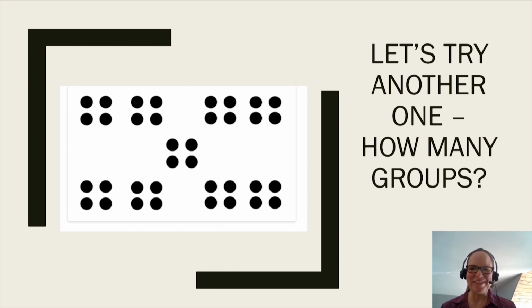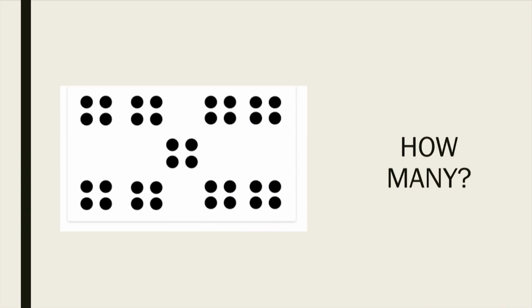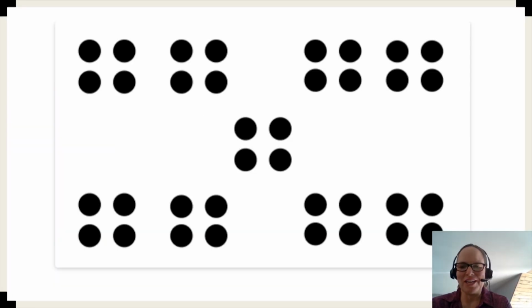This one's a little trickier. How many groups and how many dots all together? Do you need to see it one more time? That one's kind of a tricky one. Let's look at it again. All right, you could have looked at this one a little bit different than others. There's multiple ways to look at this one. When we look at it, how many groups, how many dots are in a group? Did you say 4? 4 dots in a group? If you did, you are correct.